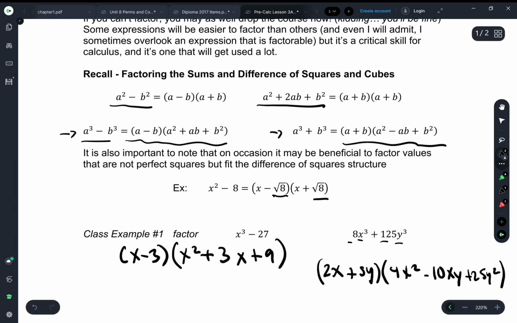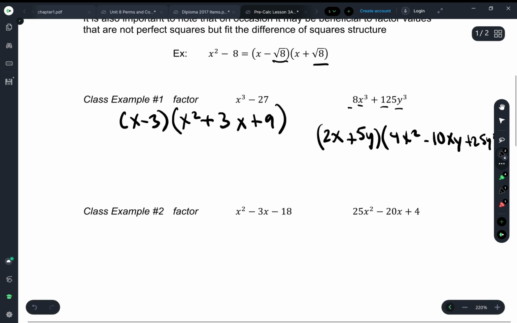Okay, take a second there, see if that makes sense. If there's any of those numbers I wrote down that you're not familiar with where I got it, just ask. Really the key on those is identifying what A is and what B is. Okay, so A is 2x, B is 5y.